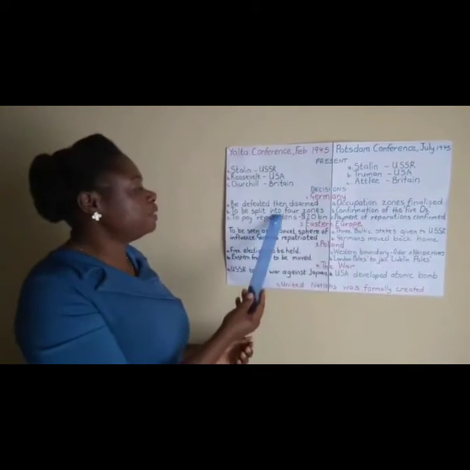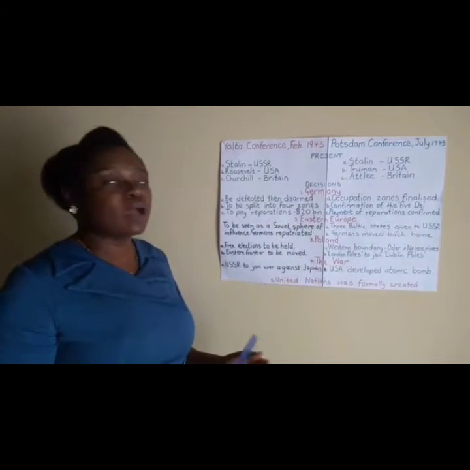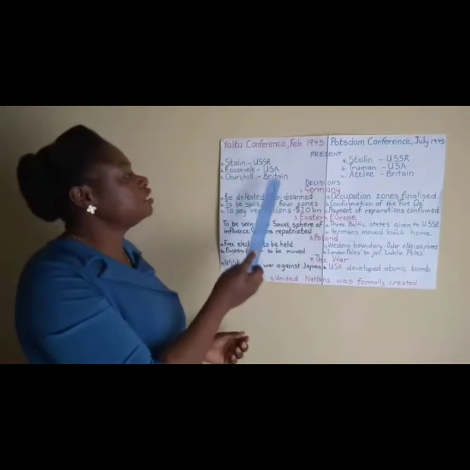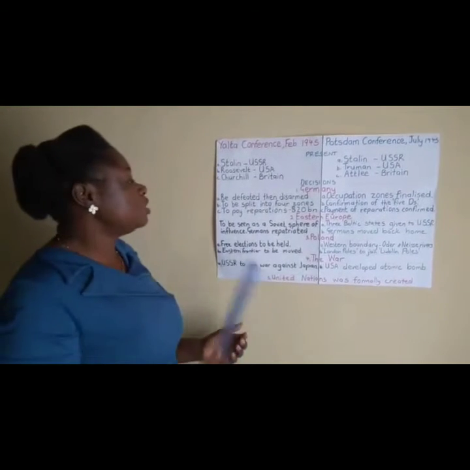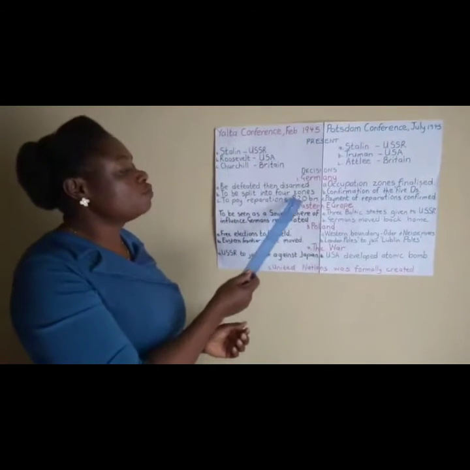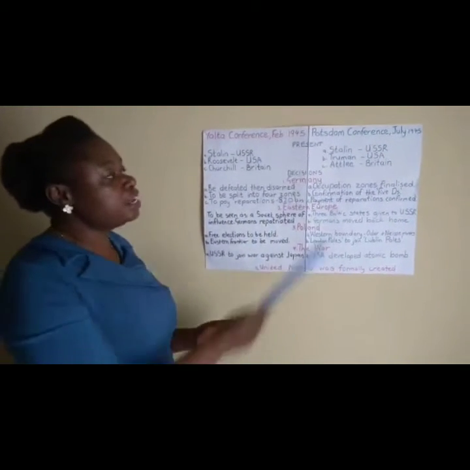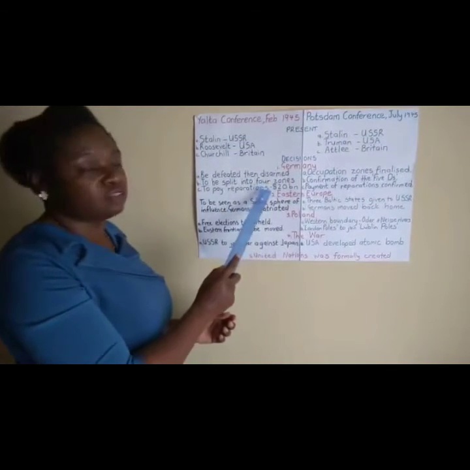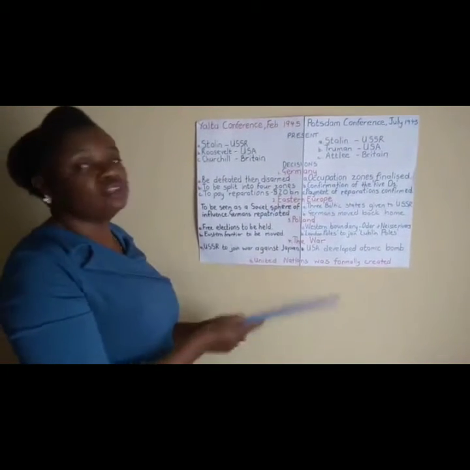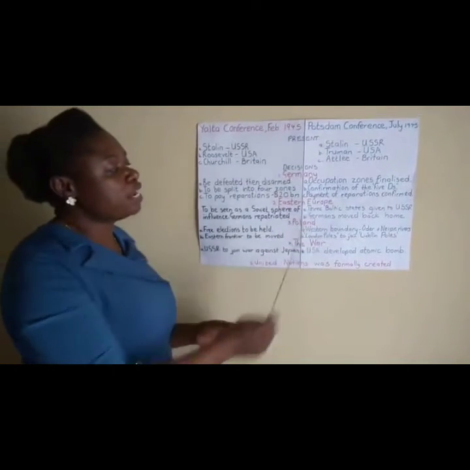Then Germany was to be split into 4 zones, one for the Russians, the other for the Americans, the other for the British, and the other one for the French. Then Germany was to pay reparations of $20 billion. Then at Potsdam, the things that they had agreed here to be done after the war were actually finalized. So the occupation zones were finalized.